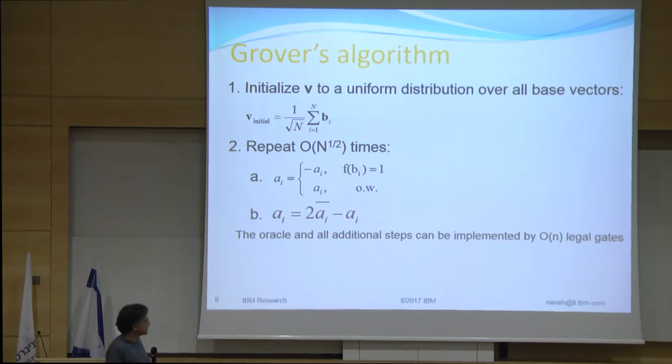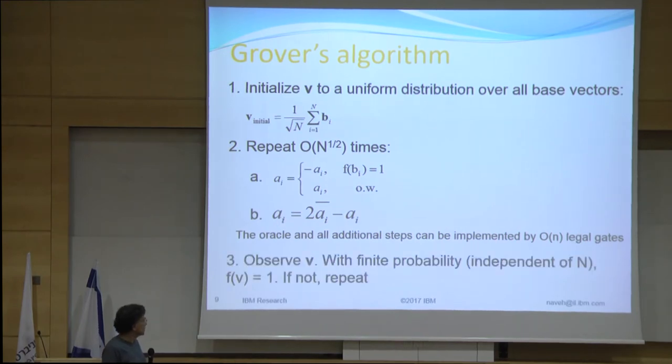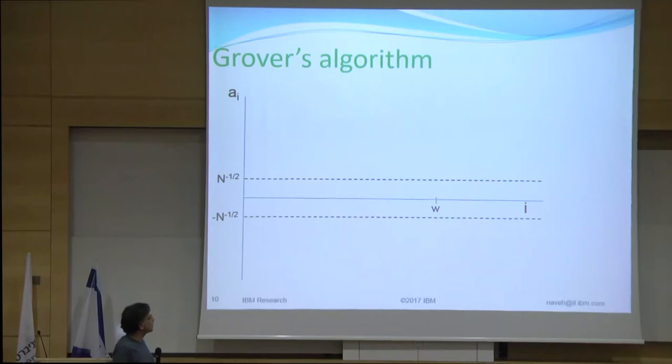Repeat all those steps, and finally, it's a promise, I will show you, that the V that you will observe, now you do a measurement, you collapse the function into one axis, and the axis that you will get is, with finite probability, no matter how large is the N, not zero probability, you found the number that you want. F of V of the one you collapsed is 1. Magic, right? How is this magic performed?